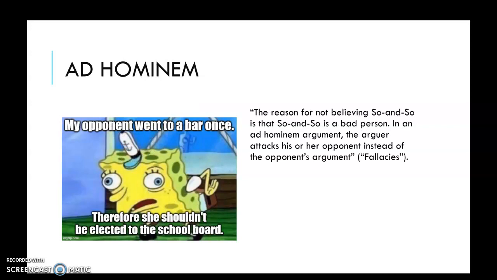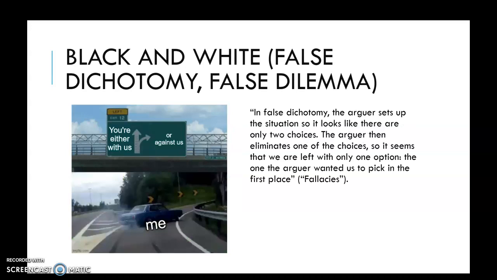Ad hominem fallacies focus on the moral character of the opponent rather than on their actual arguments. It's a means of distracting the audience. This is especially true if the moral judgments have no bearing on the argument itself.